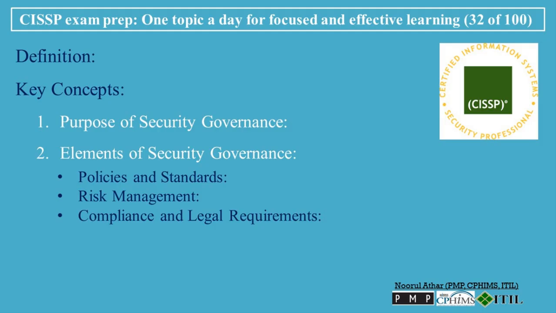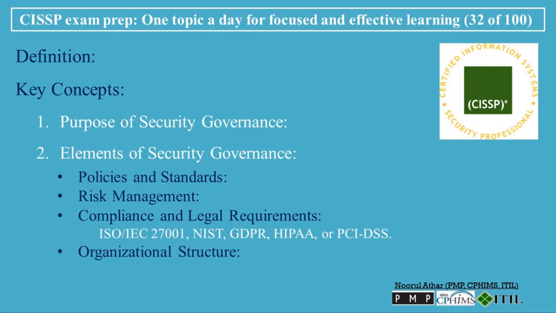Compliance and legal requirements. Security governance ensures that the organization complies with industry regulations, legal obligations, and internal policies. This may involve adhering to frameworks such as ISO/IEC 27001, NIST, GDPR, HIPAA, or PCI-DSS. Organizational structure. Governance defines roles and responsibilities across the organization, ensuring that everyone, from senior executives to individual employees, understands their role in maintaining security.